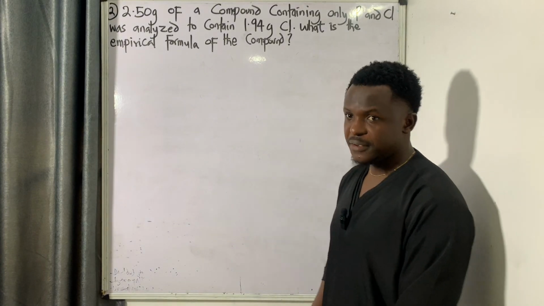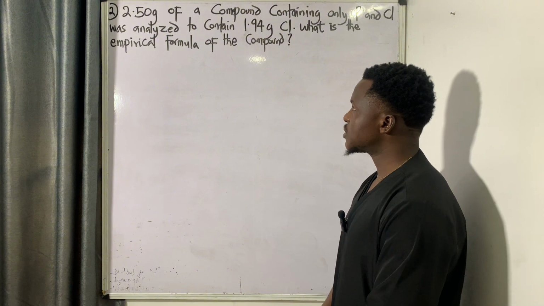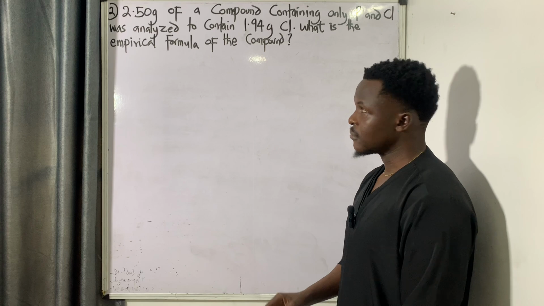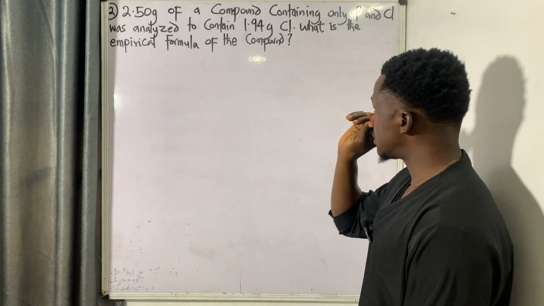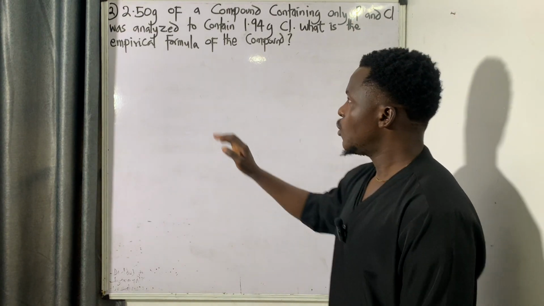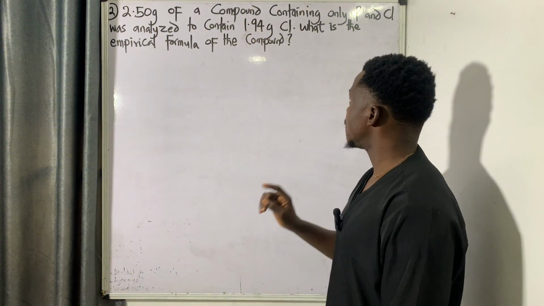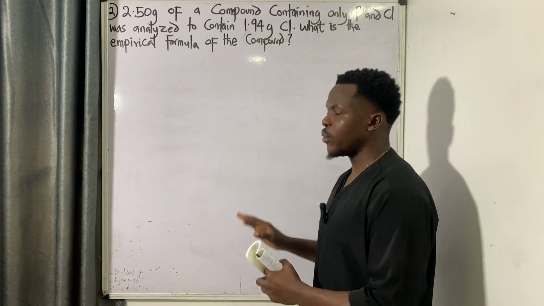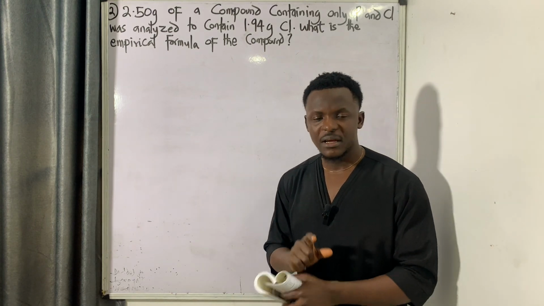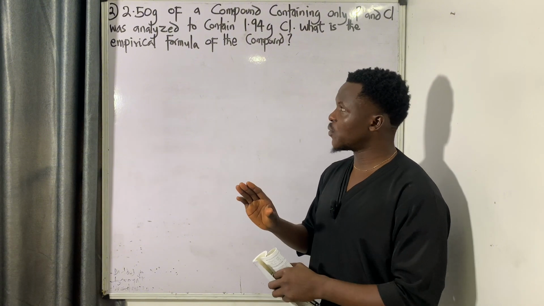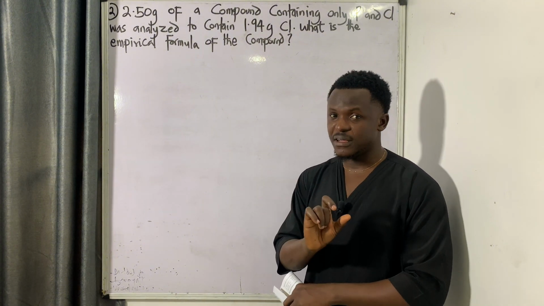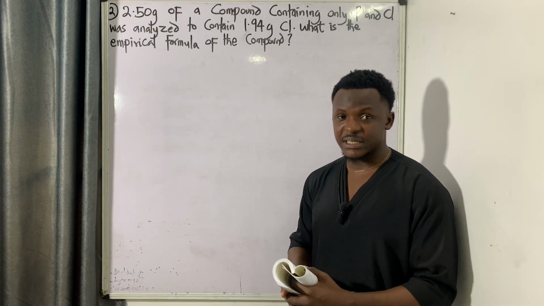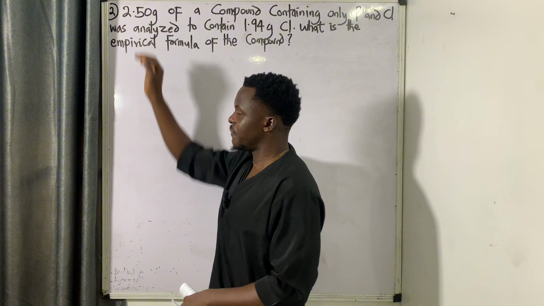Okay, we have another question here. They said 2.50 grams of a compound containing only phosphorus and chlorine was analyzed to contain 1.94 grams of chlorine. What is the empirical formula of the compound? Now, this particular question is very similar to the first one we did. However, the nature of the question in terms of the value seems to differ. Now, this is actually given to us in terms of mass, not in percentage as they gave us in the previous example. And here they gave us the total mass of the compound.